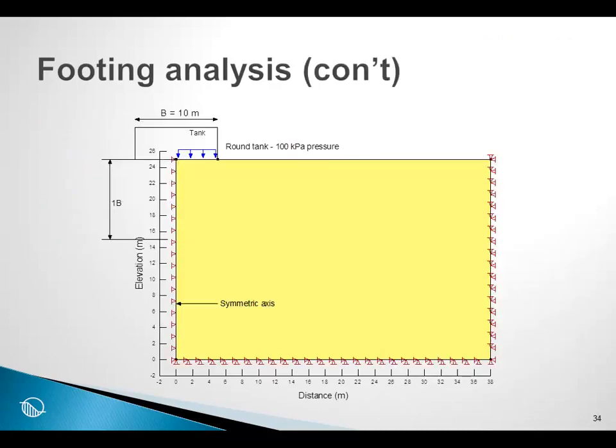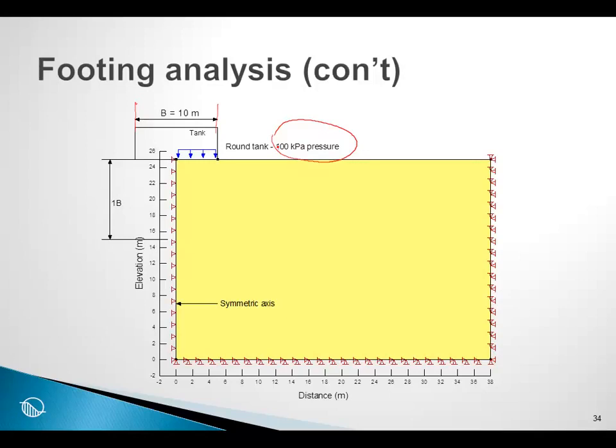Here is a sketch of the SIGMA/W problem. We are going to analyze the case of a round tank. The tank is going to have a diameter of 10 meters. It's a very large oil tank, for example. And we are going to do an axisymmetric analysis and apply a tank pressure of 100 kPa.